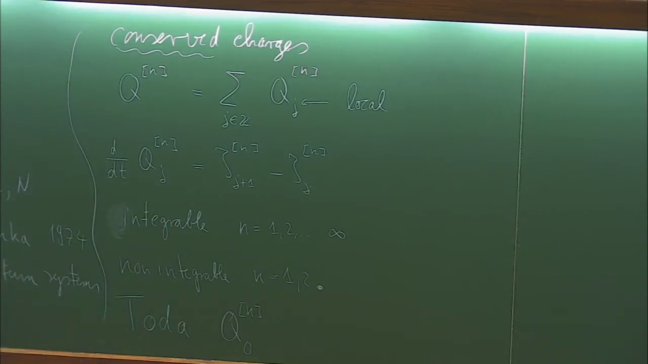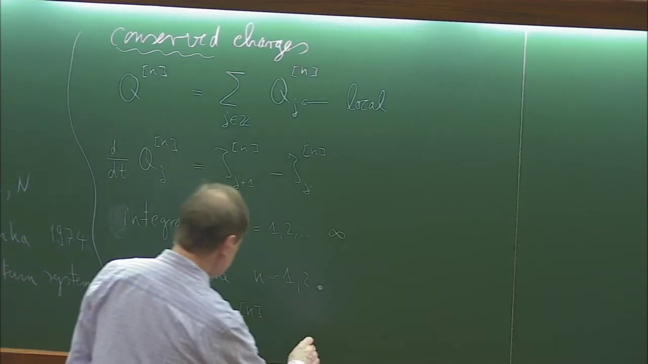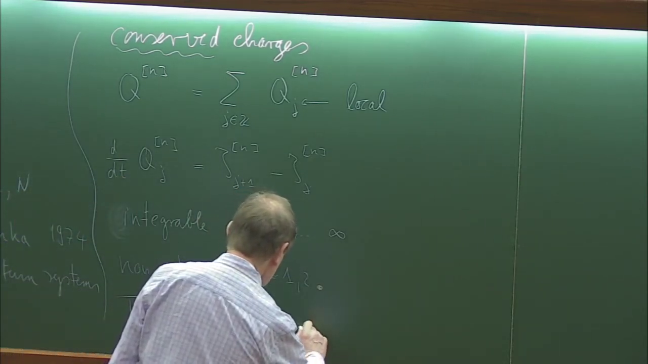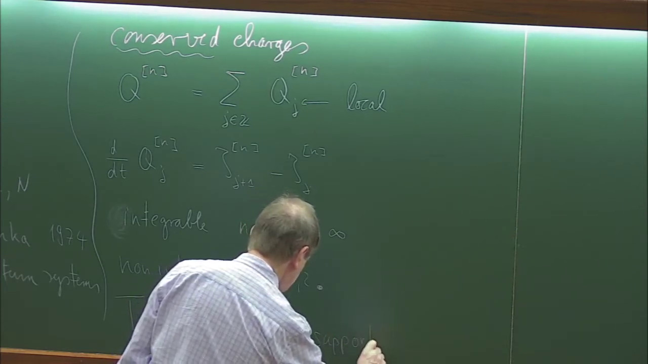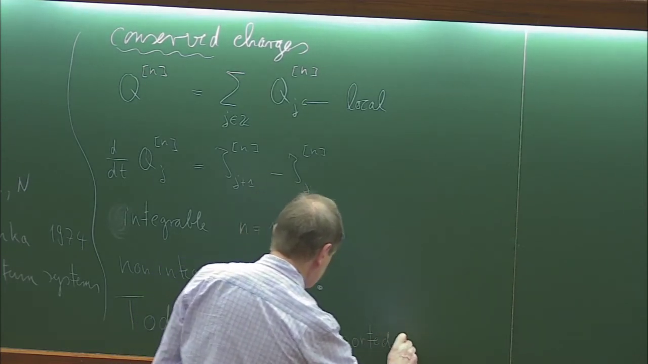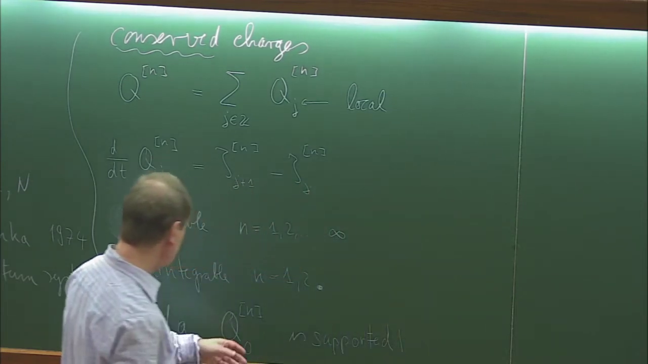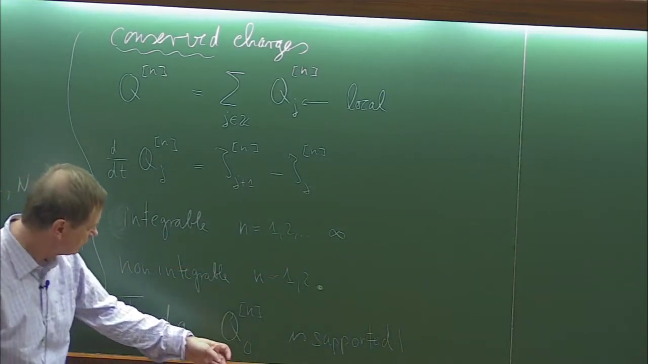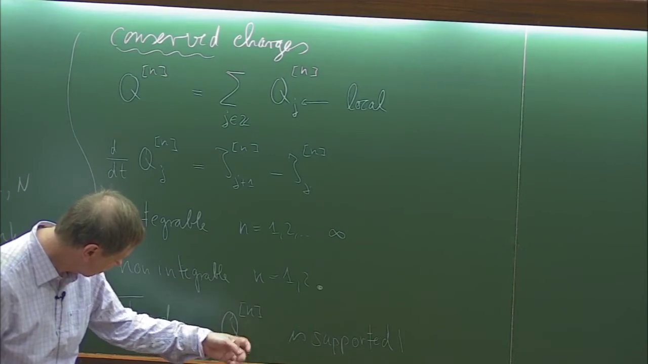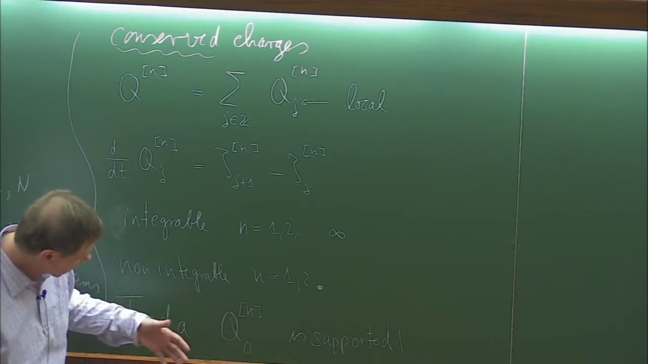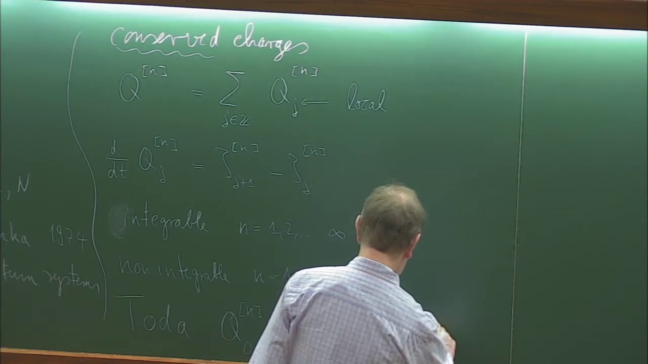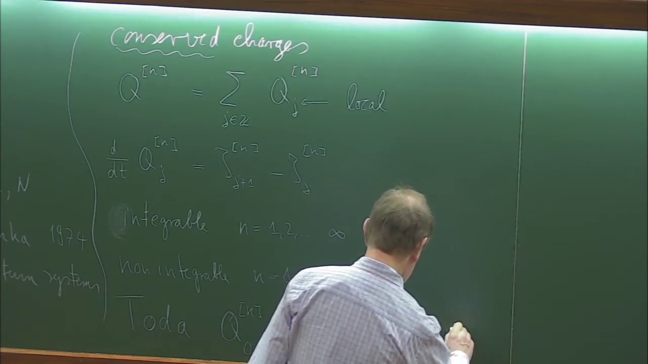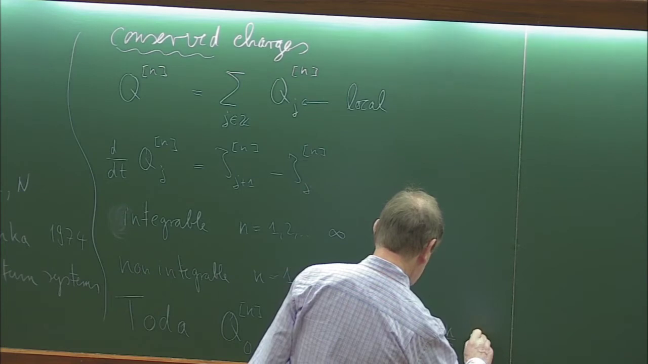Okay, and indeed, the n goes from 1, 2, and so on, all the way into infinity. And the Qn is supported on... supported means, on which kind of variables does it depend? Now I'm looking at the density at the origin. So it will depend on the neighboring sites in an interval which goes from minus n over 2 up to n over 2.